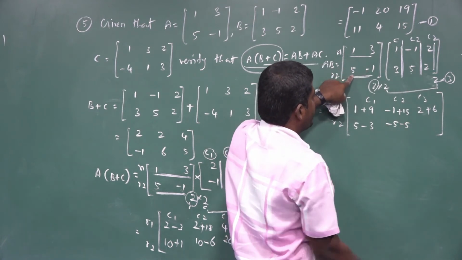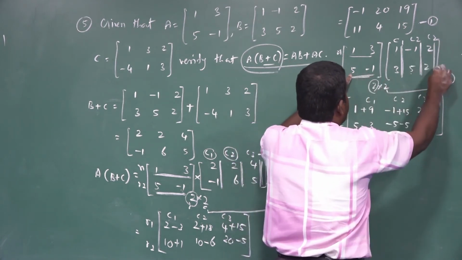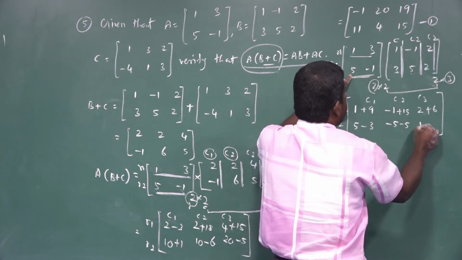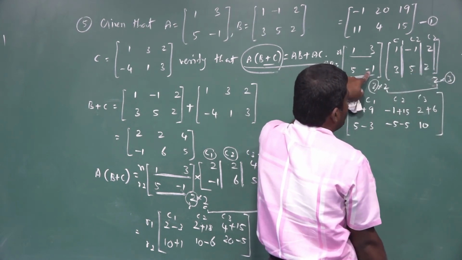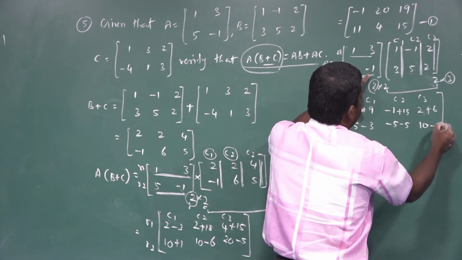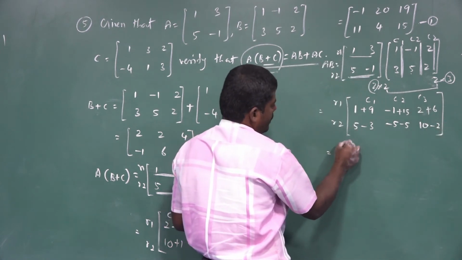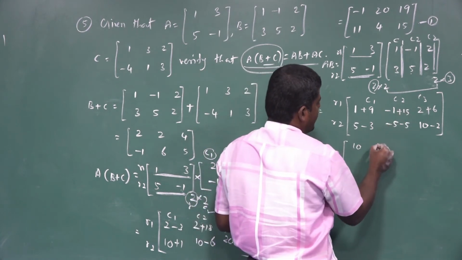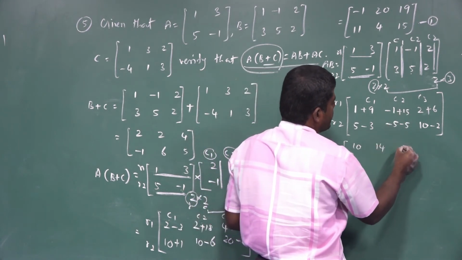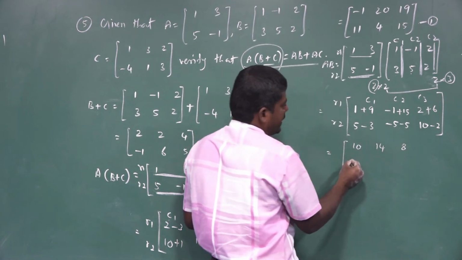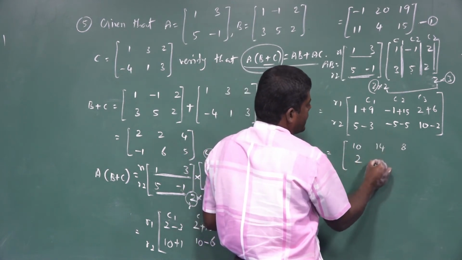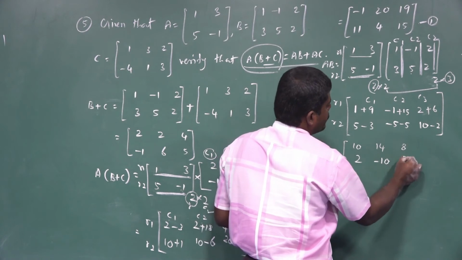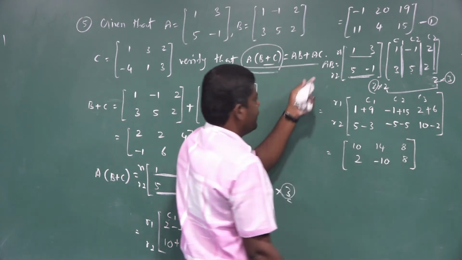Understand? Next you multiply the third column. Same second row, third column. 5 2s are plus 10. Minus 1 multiplied by 2, minus 2. Next, 1 plus 9, 10. Minus 1 plus 15, 14. 2 plus 6, 8. 5 minus 3, 2. Minus 5, minus 5, minus 10. 10 minus 2, 8. This is AB.